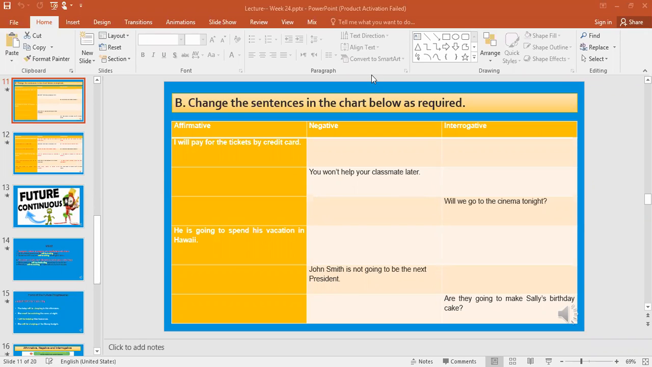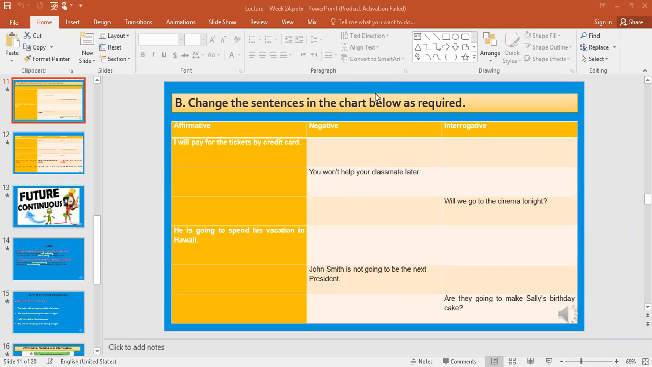Very good. We still have the last one. Are they going to make Sally's birthday cake? In the affirmative, they are going to make Sally's birthday cake. Okay. And a negative. No, negative. They aren't going to make Sally's cake. They aren't going to make Sally's birthday cake.